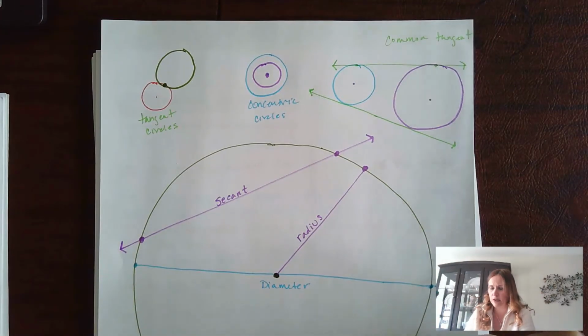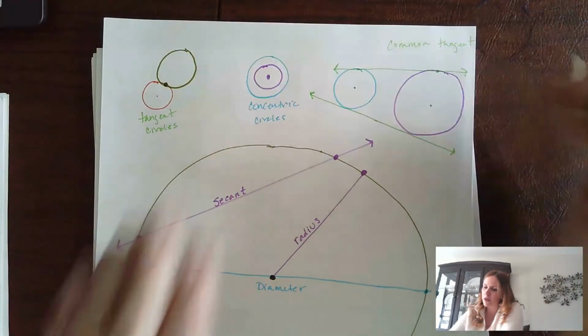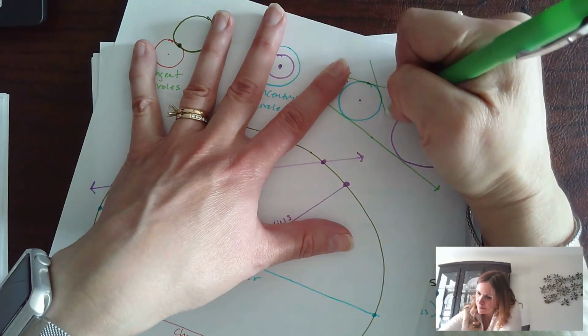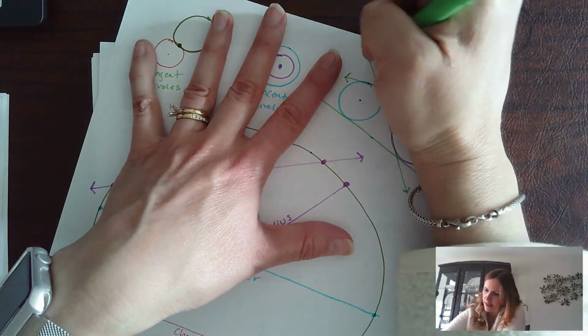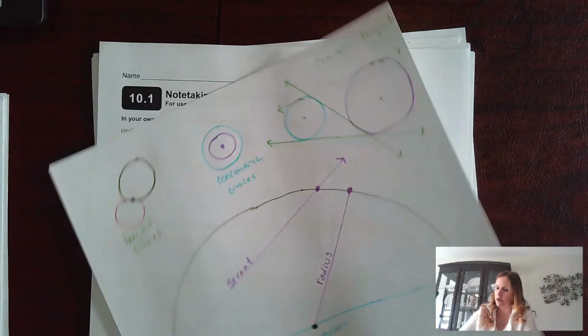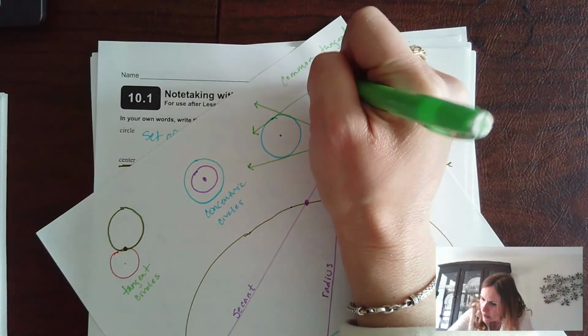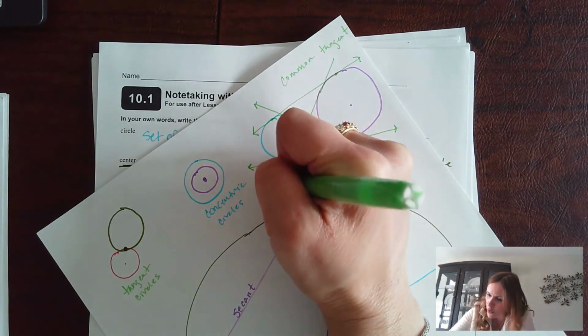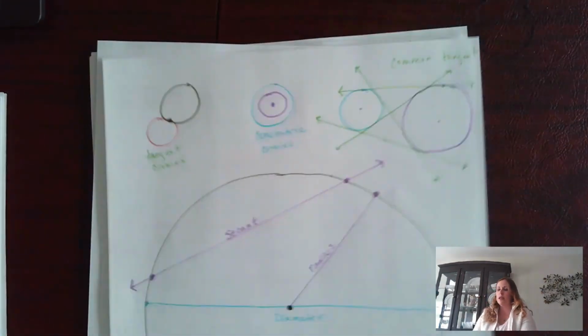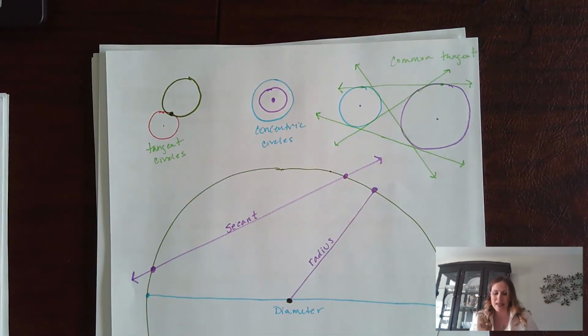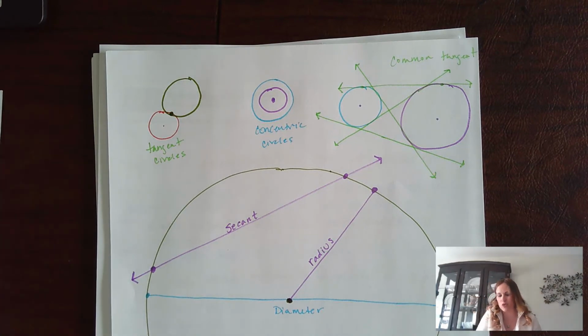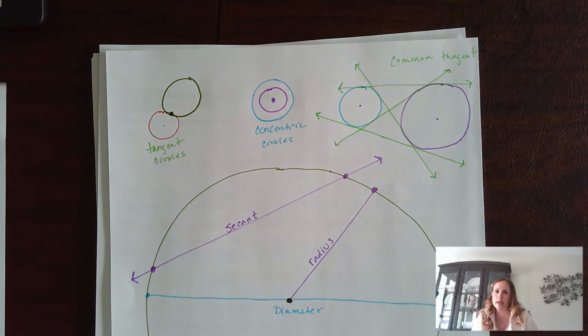So see how it hits the circles down there. I could also do a couple in the middle. So this could be a common tangent. See how it hits each circle in one point, and then the other way as well. So in this diagram, I have 4 common tangents, which is kind of interesting. That's kind of a unique scenario.